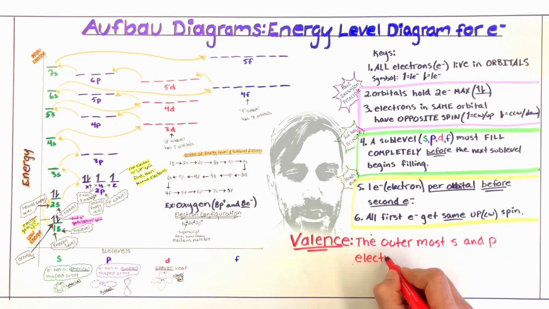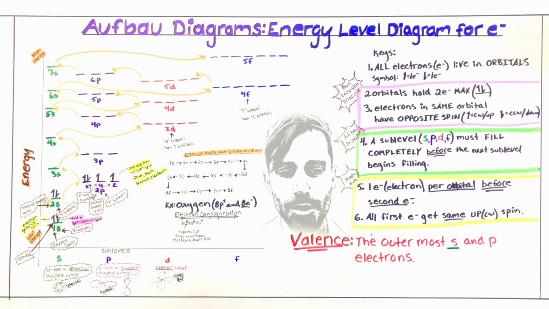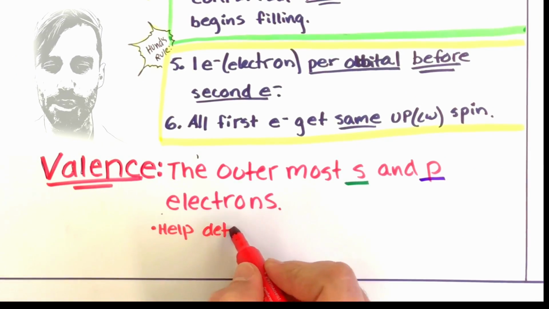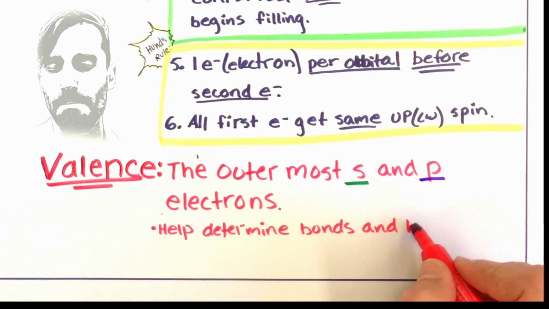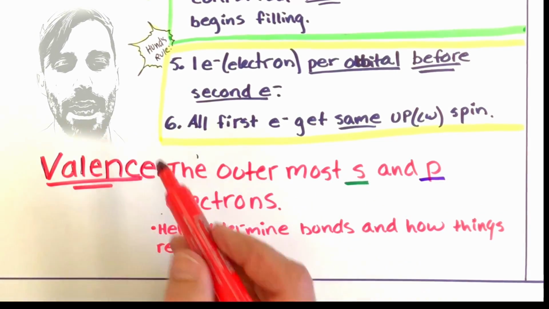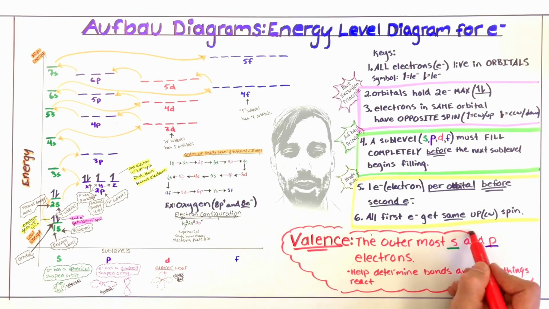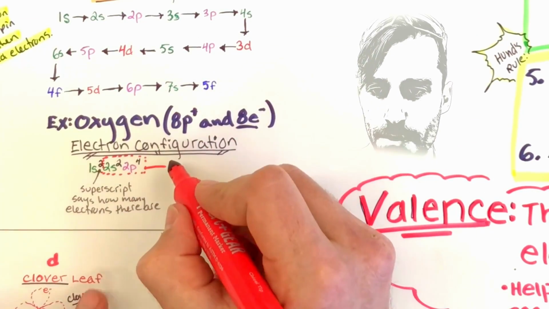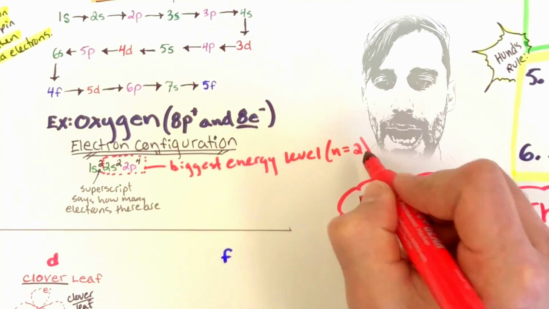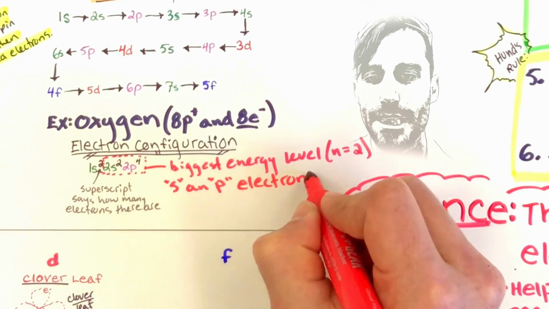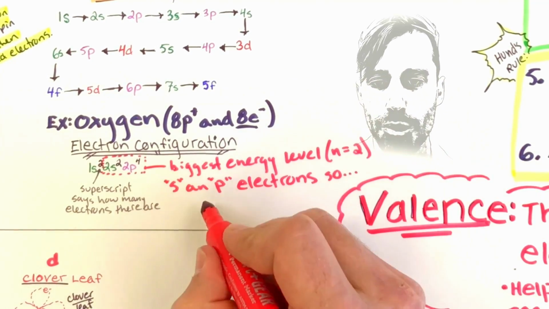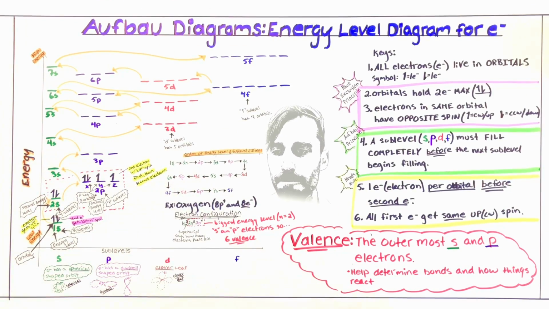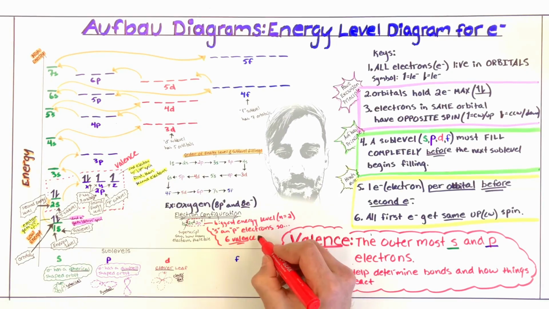So that brings up our last concept here, which is valence. These are the outermost S and P electrons, and these are super, super important. Understanding a little bit about valence electrons with what we're doing. They help determine what kind of bonding you're going to have. They help determine how things are going to react. And so understanding valence is going to be really key. And so these are the outermost S and P, so that's the second energy level, our biggest energy level there, and it's the S and P electrons in that n equals 2 second energy level. So here there are 6 valence electrons in the S and P. So those are our valence electrons right there.